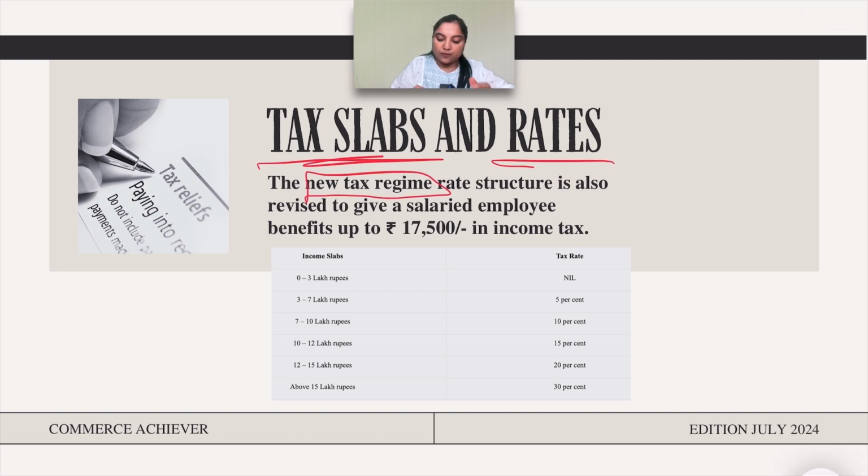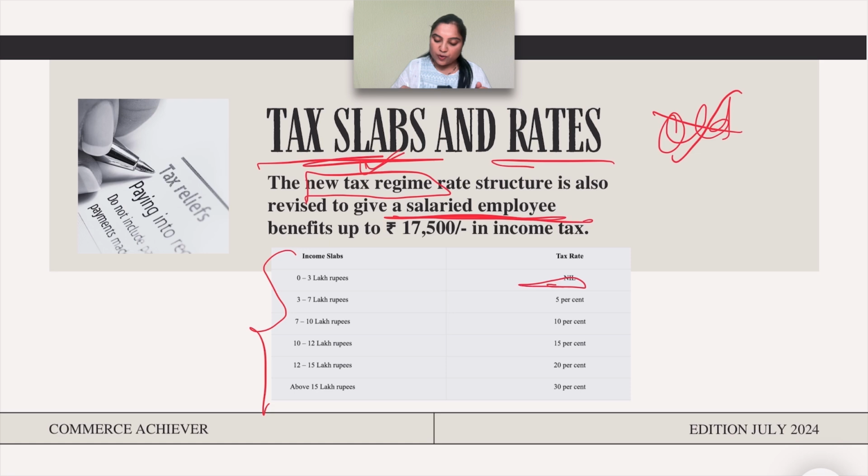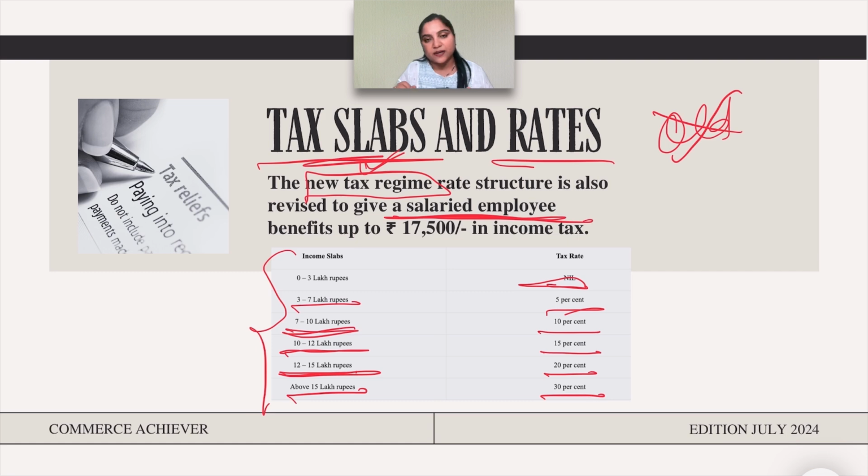For the new tax regime, it's very important to focus, it's not applicable for the old regime, it is for the new tax regime. The rate structure is revised. Again, for the salaried employee it is beneficial up to 17,500 rupees. Okay, so these are the slab changes. From 0 to 3 lakh rupees there is no taxation. From 3 lakh to 5 lakh rupees there is a 5% rate of tax. 7 lakh to 10 lakh it's 10%. 10 to 12 lakh it's 15%, and 12 to 15 lakh is 20%, and above 15 lakh is 30%.